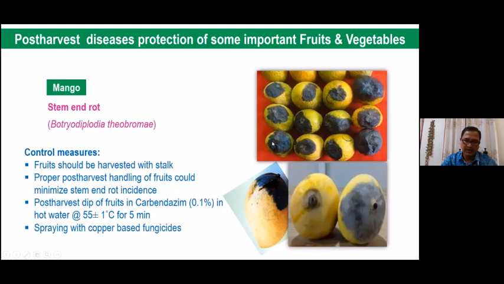So this disease needs to be controlled in some way. Here are some control measures. The fruit should be harvested with the stalk, I mean the pedicel. I will show you some data on research findings. Proper harvesting and handling of fruits could minimize the stem end rot incidence, and also post-harvest dipping with carbon dioxide and hot water, and spraying post-harvest fungicide. This sort of treatment can control this pathogen.